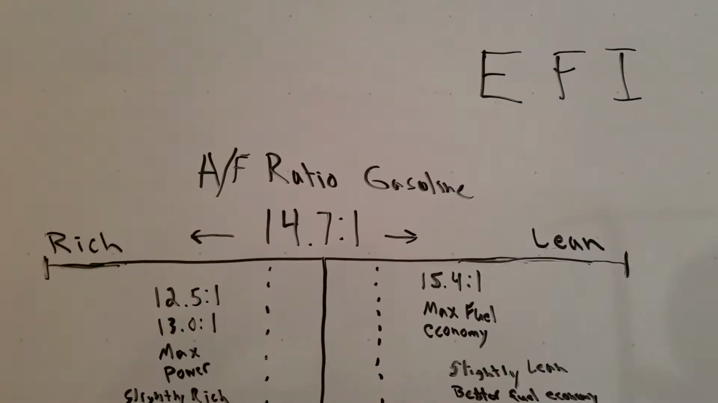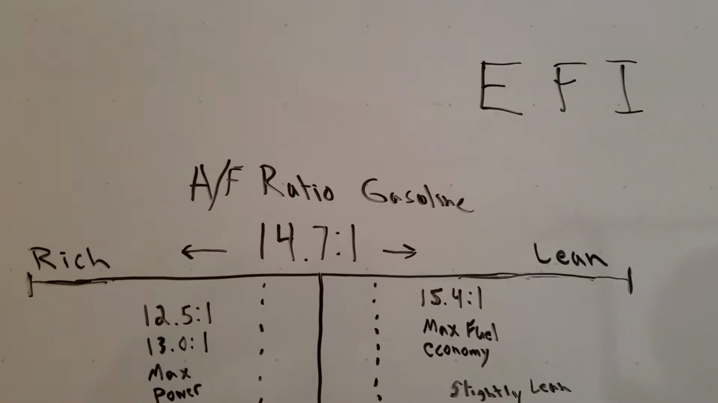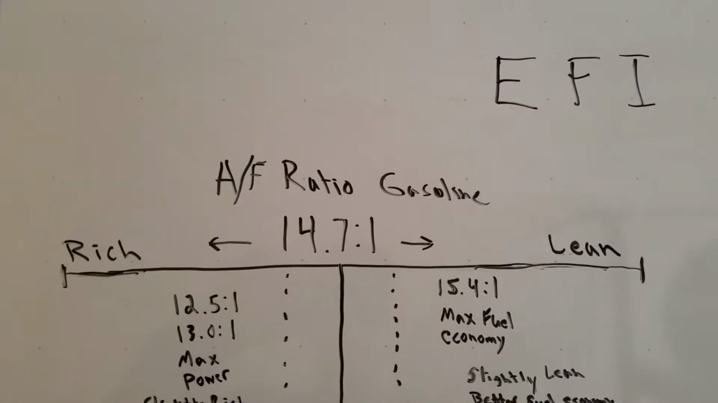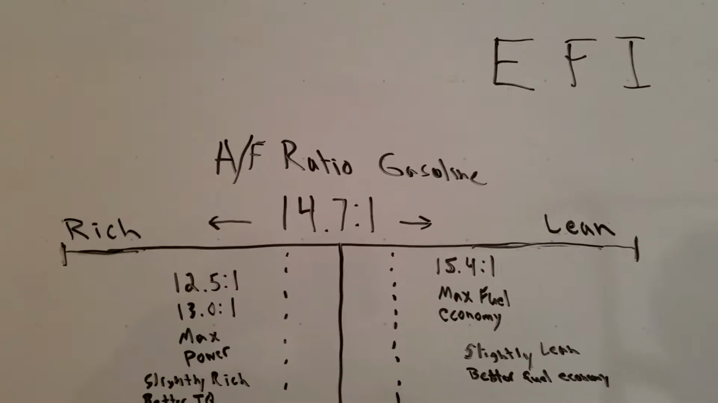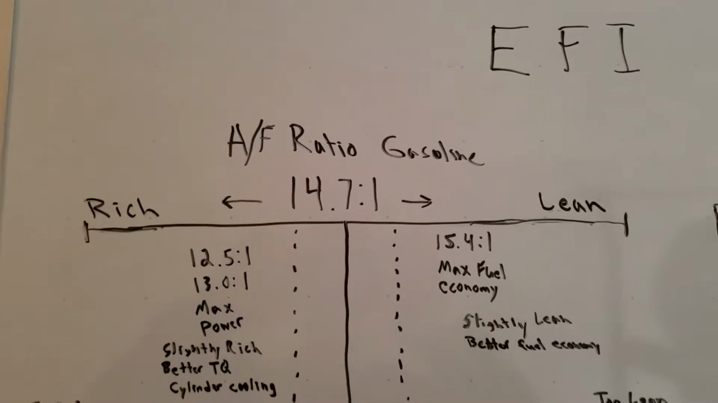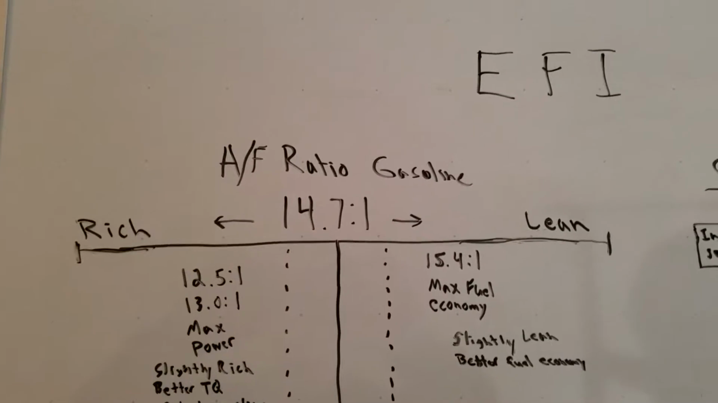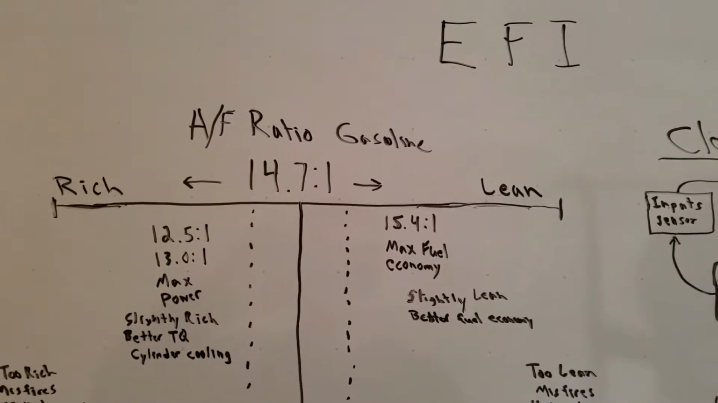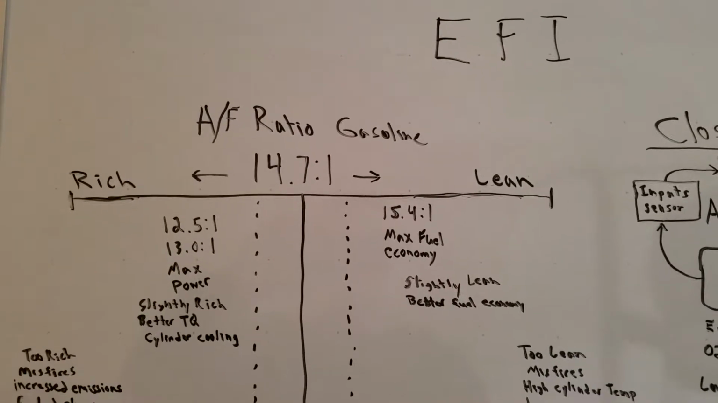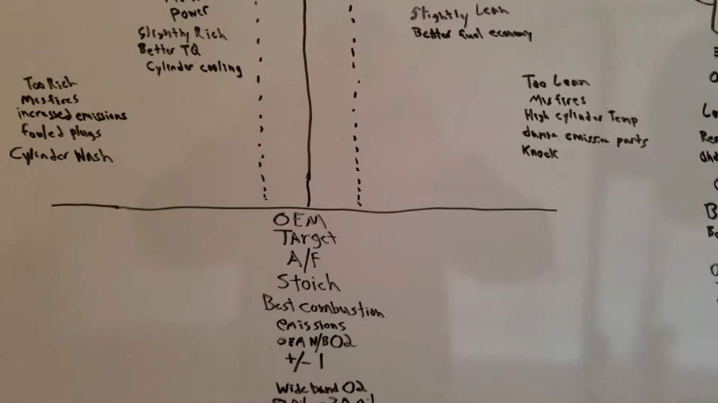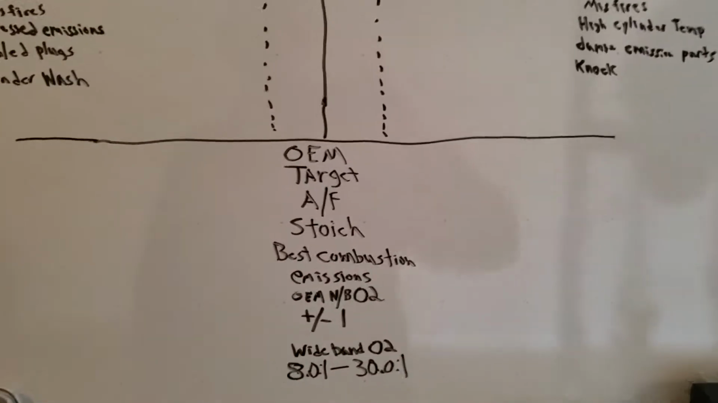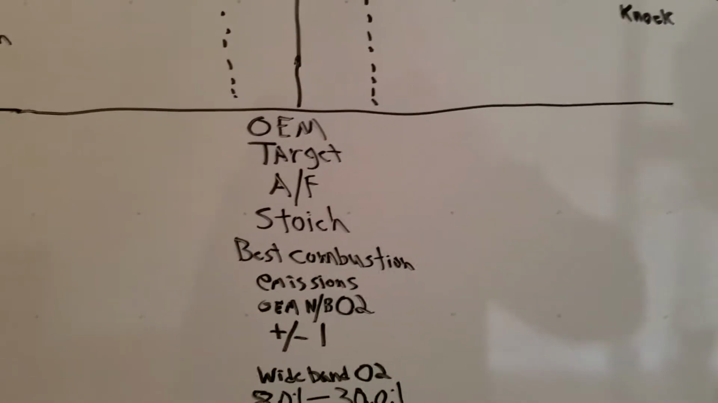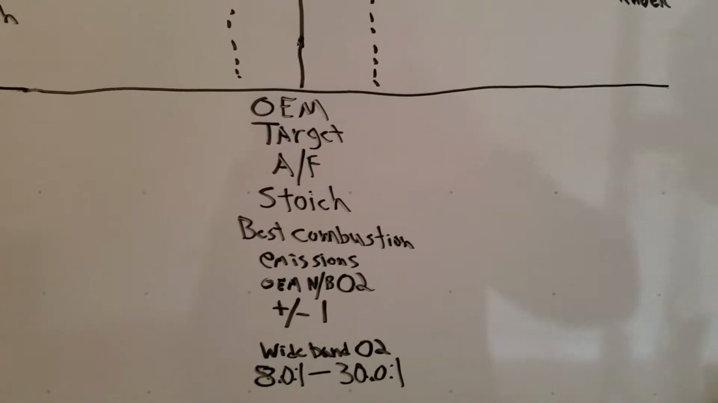Different types of fuels like diesel, ethanol, methanol, stuff like that is going to run a different type of air-fuel ratio. But this is the main ratio for gasoline here. And like we said last time, our 14.7 to 1 is our most efficient for best combustion and best emissions. Our targeted air-fuel ratio, and they call it STOICH.